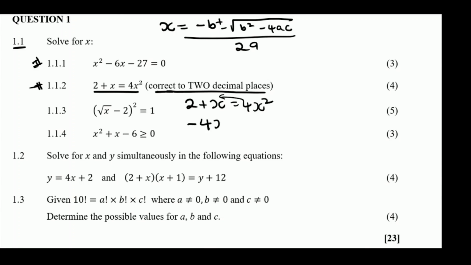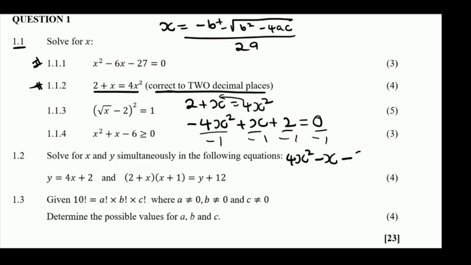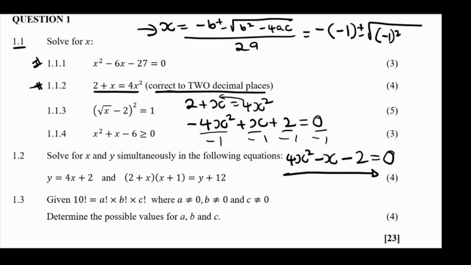We have minus 4x squared plus x plus 2 equals to 0. And then if we divide both sides by negative 1, we remain with 4x squared minus x minus 2 equals to 0. So this is our standard form of the equation. So we're going to substitute it in this quadratic formula, which will be minus into our b, it's minus 1, plus or minus root of our b, minus 1, squared minus 4, our a is 4, our c is minus 2, divided by 2, our a is 4.